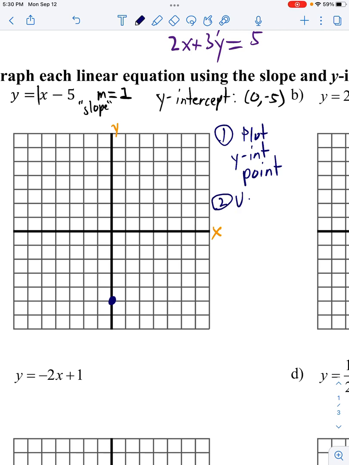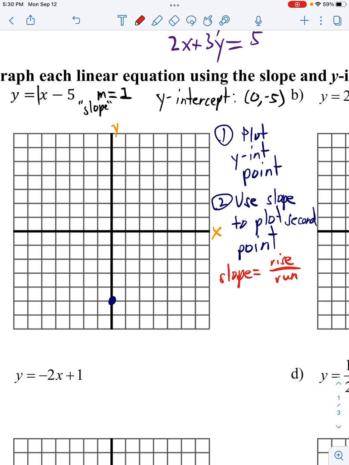Second step is use the slope to plot a second point. All right? How do I do that? Okay, so you might recall from Algebra 1 that slope equals rise over run. Here my m, my slope, is equal to 1. Run is how much I travel in the x direction, and rise is how much I travel in the y direction. We rise in the vertical direction. We run in the horizontal direction, right?